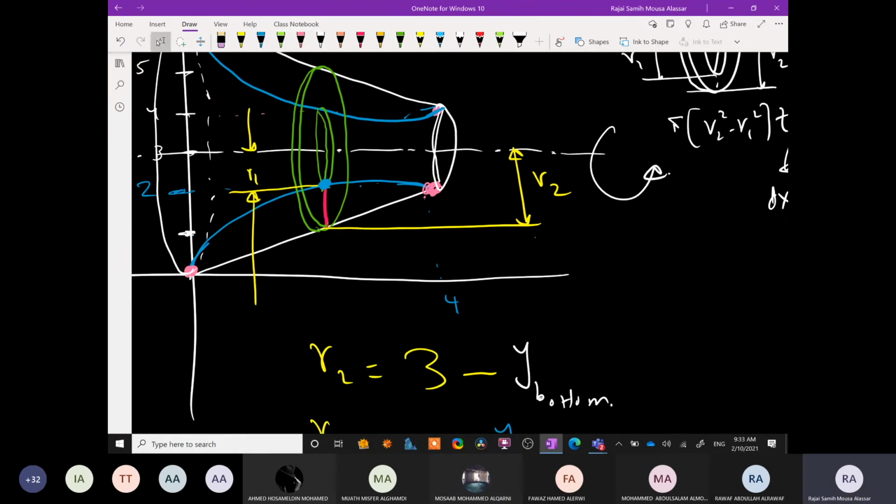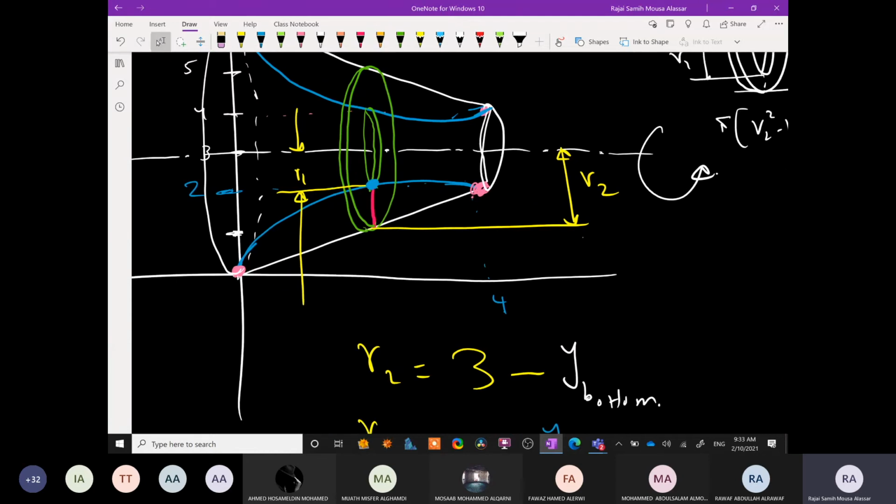Let me just get another color. Okay, so let's just look at this. Maybe I should delete that. Do you agree with me that from here to here is your R1? Is that agreeable? Yes. And do you agree that from here to here is y of the top function, because we are here, yes?